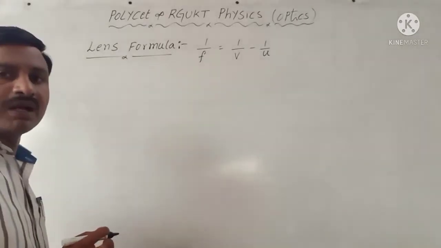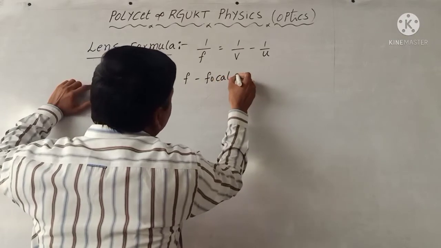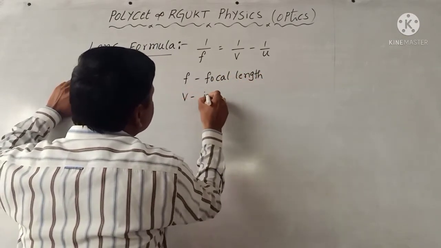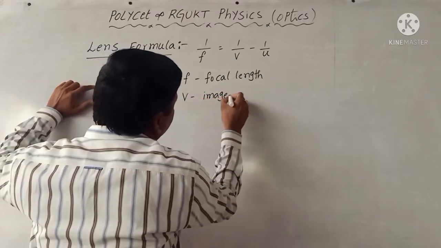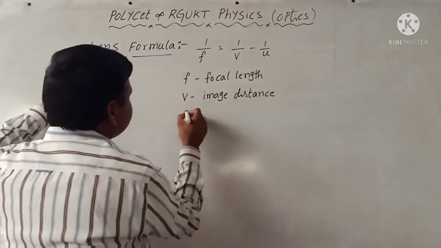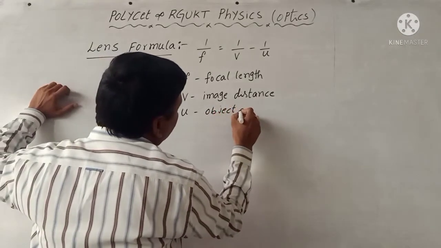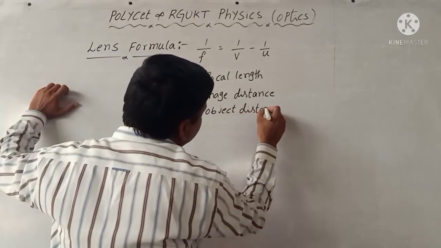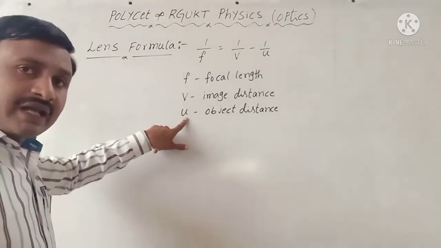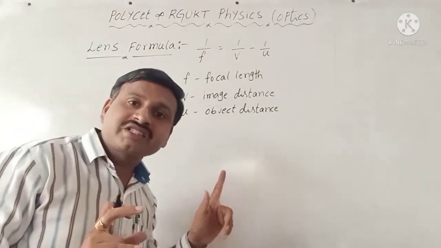Here f is focal length, v is image distance, and u is object distance. So it is the lens formula. Already you know that for either a convex or concave lens, object distance is always taken negative.